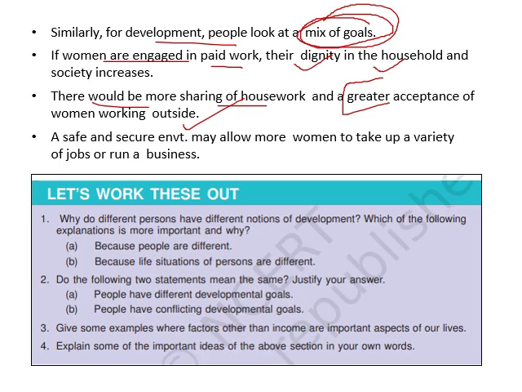Now, a safe and secure environment may allow more women to take up a variety of jobs or run a business. So, we need to empower women, and at the same point of time, we have to share the work of the women, and we also need to provide them a better, safe environment, just to ensure that they can take up different kinds of jobs, and just to make sure that they are not facing any difficulty in working outside. Now, these are some of the important questions from your textbook which you all have to do.